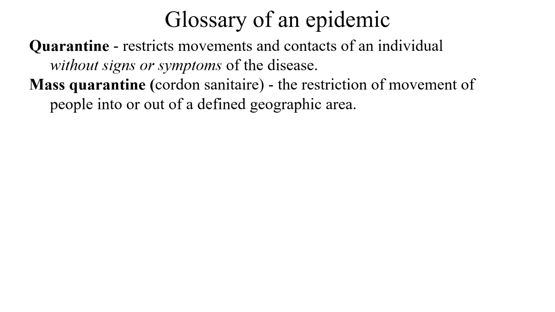Looking at specific terms used when we talk about an epidemic, the first one we hear a lot about is quarantine. Now, the definition of quarantine is a restriction of movements and contacts of an individual without signs or symptoms of disease. The word quarantine actually comes from quarantena, meaning 40 days in Latin. It was used actually during the 14th and 15th century, and designated the period that all ships were required to be isolated before passengers and crew could go ashore during the Black Plague.